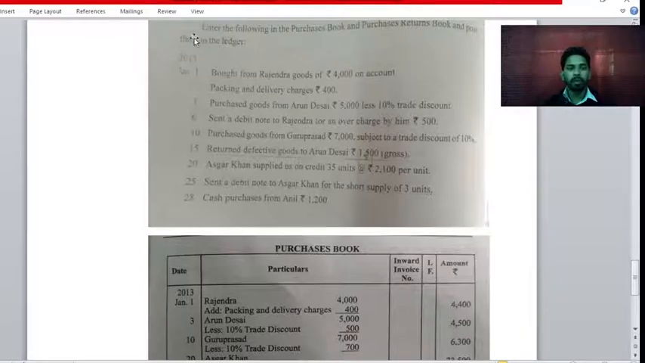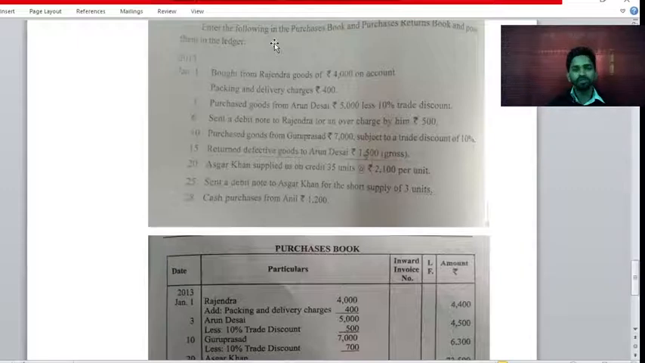Okay, so now see, from the following in the purchase book and purchase return book, and post them to the ledger. Okay, post them to ledgers. There is no need to post into the ledgers; we will only pass the entries in the purchase book as well as the purchase return book.